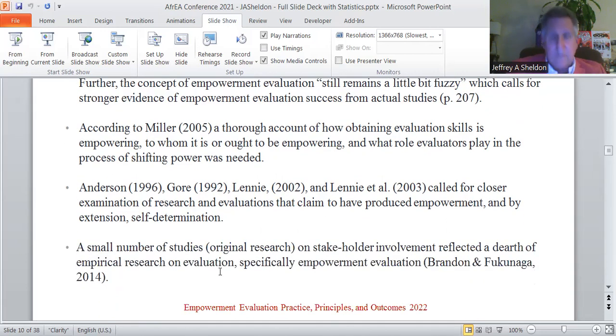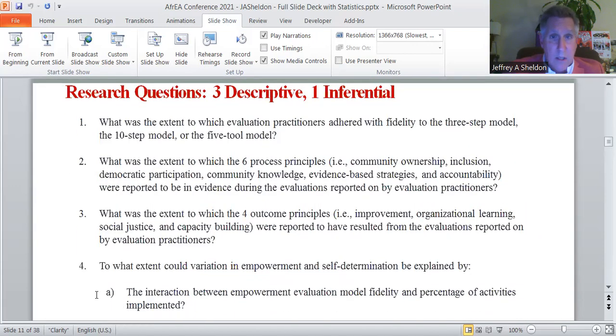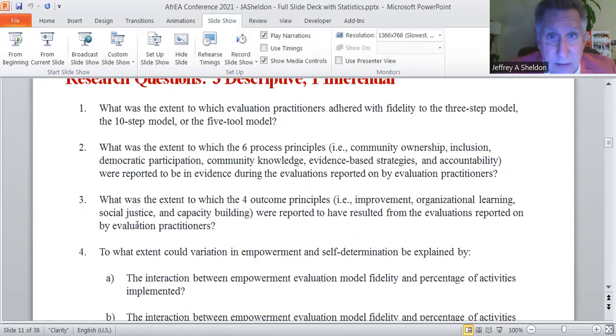So, last couple of things. Some authors have called for a closer examination of research and evaluations that claim to have produced empowerment and, by extension, self-determination. There's a very small number of studies, original research on stakeholder involvement, which reflects a dearth of empirical research on evaluation and specifically empowerment evaluation. So we haven't really looked at stakeholder involvement in evaluations on any real level. Okay. So let's get into the study, because we don't have a lot of time left.